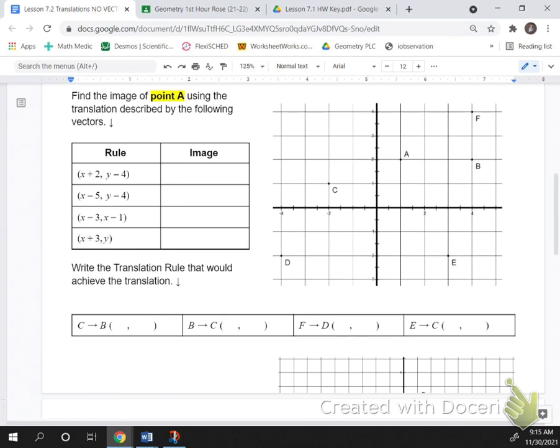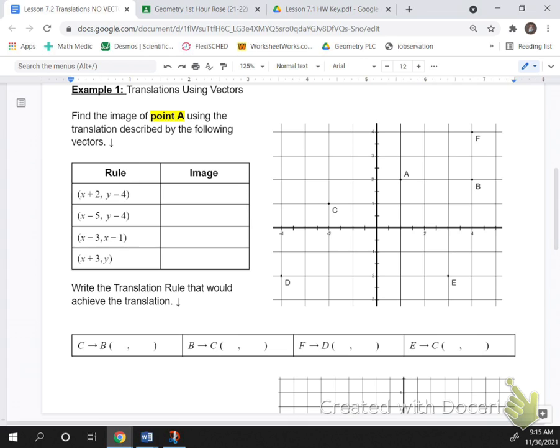So we're still using the graph, but now we need to write the rule that would map C to B. C is where we're starting, and I'm going to count 1, 2, 3, 4, 5, 6 to the right. So that would be x plus 6. Good. And then from there I go up 1 and I land on B, so it's y plus 1. Okay, and that's my first rule.